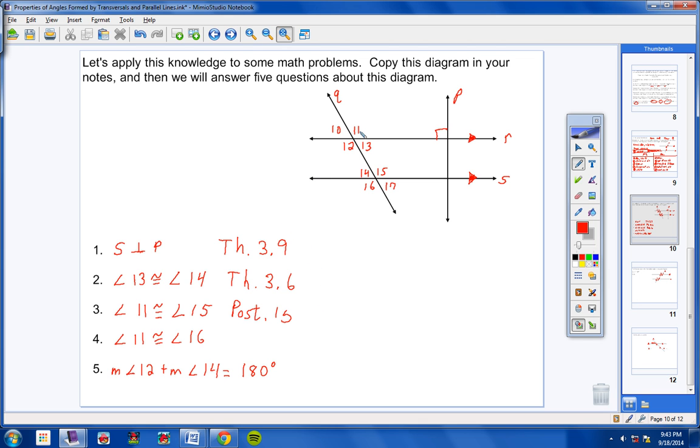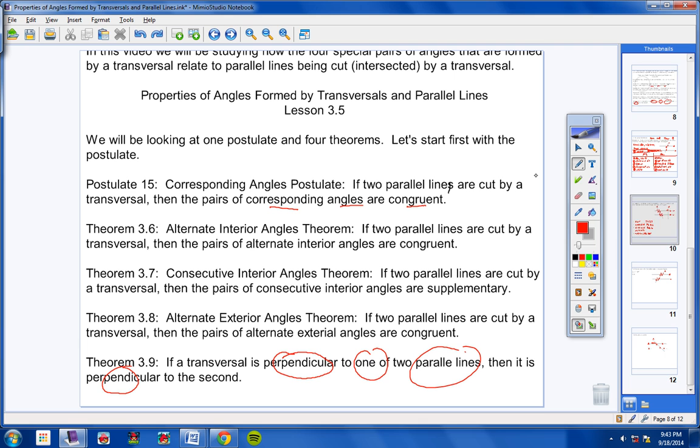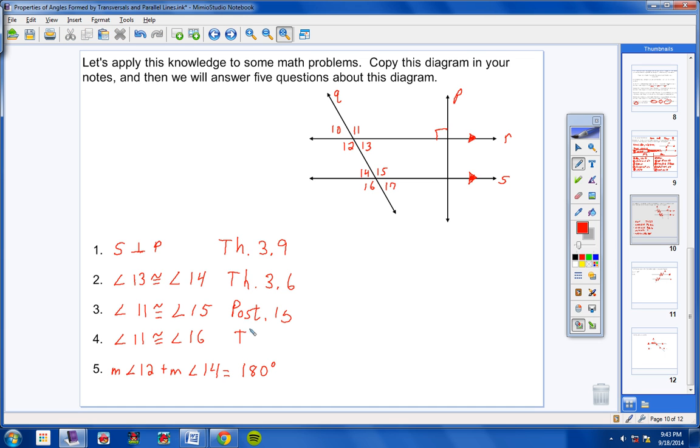Okay, students, take a look now at angles 11 and 16. Now, let's see. Two parallel lines cut by a transversal. 11 and 16 are what we call alternate exterior angles. Let's go back here and look. And here it is, Theorem 3.8. If two parallel lines are cut by a transversal, then the alternate exterior angles are congruent. Theorem 3.8. So let's go ahead and write that right here. Theorem 3.8.